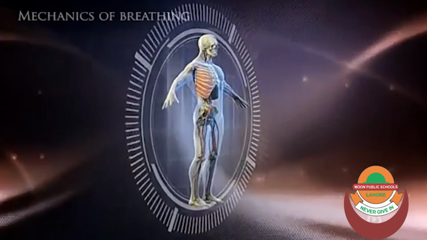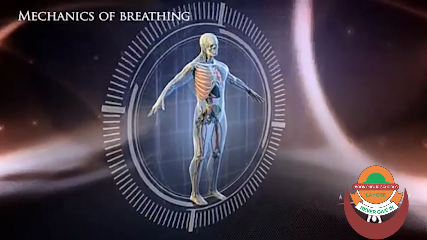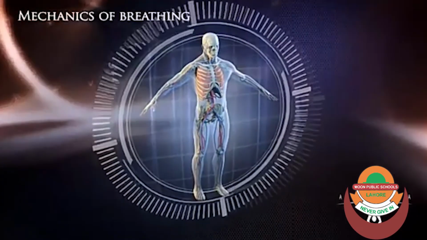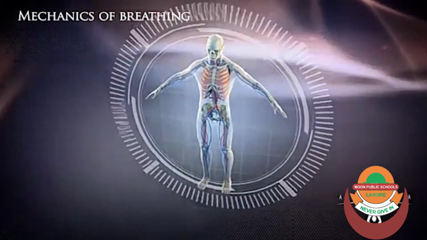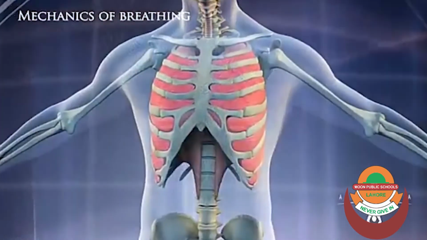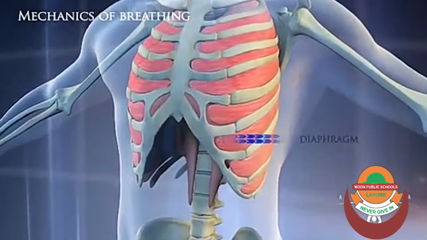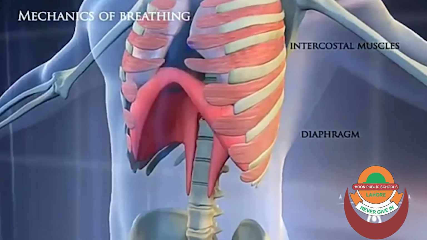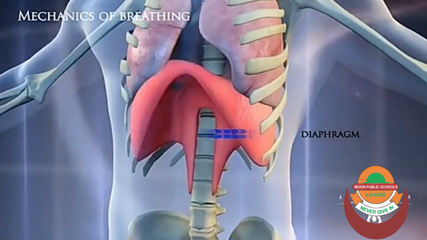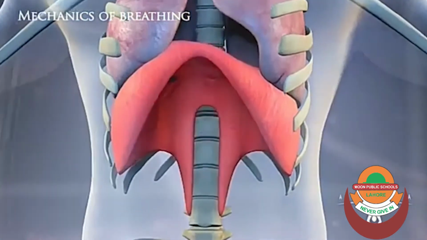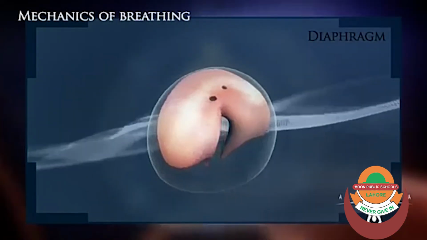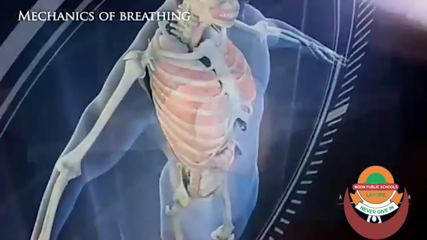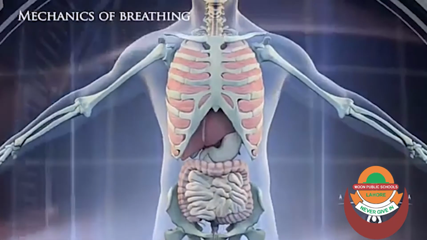Here is the video. The physical movements associated with gaseous exchange are called breathing. There are 2 phases of breathing: inhalation and exhalation. The muscles involved in the mechanism of breathing are the diaphragm and intercostal muscles. The muscle mainly used for breathing is the diaphragm. The diaphragm is a dome-shaped structure consisting of several large muscles, present between the chest cavity and the abdomen.